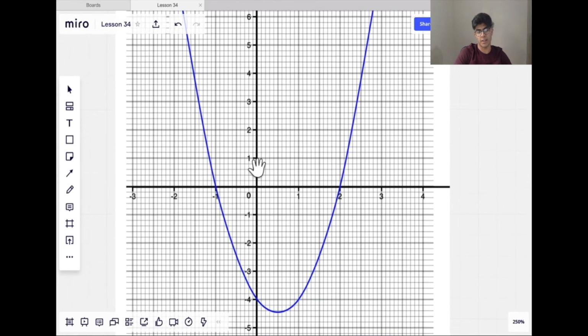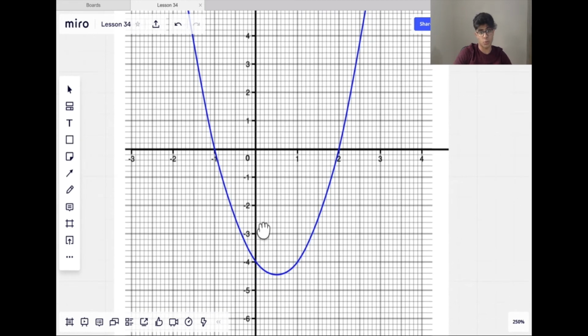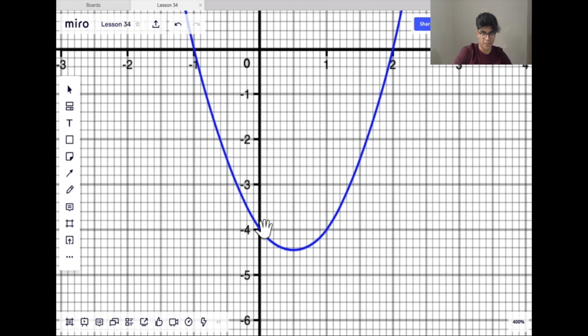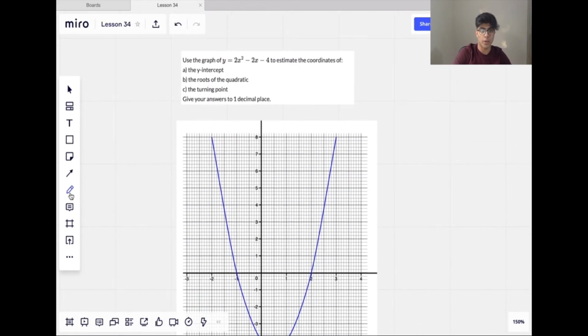So the y-intercept, again, is where the quadratic function intercepts the y-axis. So let's just zoom in. I guess I'm a bit lucky because I can zoom in. You might not be able to do this in real life, but that looks like it goes through minus 4. So for the y-intercept, we have to remember to give it in coordinate form. Well, x is 0. Remember the y-axis, look, it's at 0. But y is at negative 4. And remember it says coordinates, so we should give it in the coordinate form.